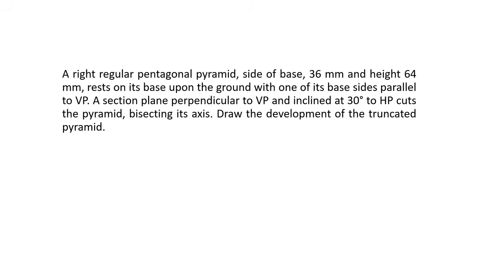Question is a right regular pentagonal pyramid. Side of base 36 mm and height 64 mm. Rests on its base upon ground with one of its base sides parallel to VP. A section plane perpendicular to VP and inclined at 30 degrees to HP cuts the pyramid, bisecting the axis. Draw the development of the truncated pyramid.